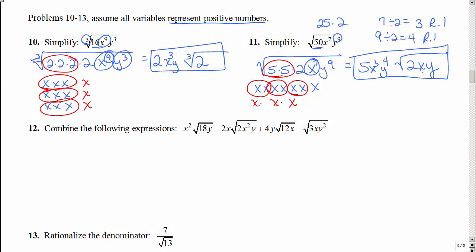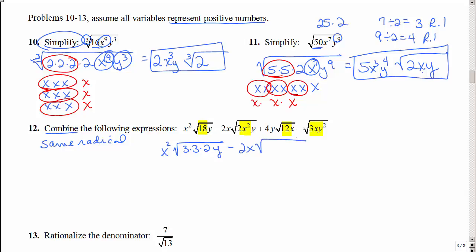Number 12, combine the following expressions. Well, how do I do that? Well, first of all, they have to be the same radical to even think about combining. And if you look, they're all three different. I mean, that's different, then that different, different, different. But what we can do is simplify the radical first. So 18, again, 18 is 3 times 3 times 2, or you were taught 9 times 2. This one is x times y. 12 is 2 times 2 times 3.